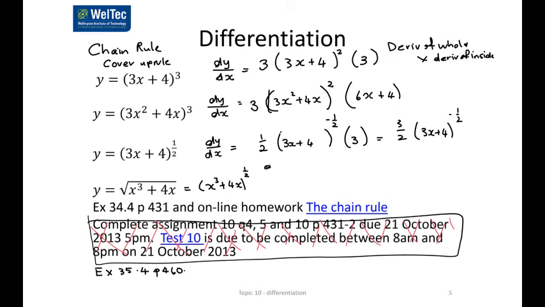Now we're ready to go, because we can say it's a half times x cubed plus 4x to the power of negative a half times the derivative of what's inside, which would be 3x squared plus 4. So it's the derivative of the whole thing times the derivative of what's inside. That's a very brief look at the chain rule.